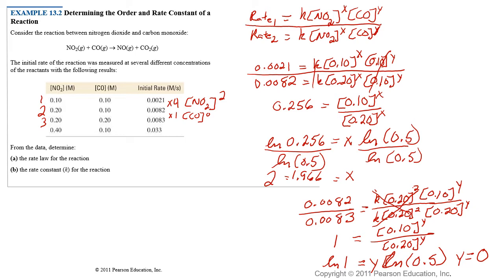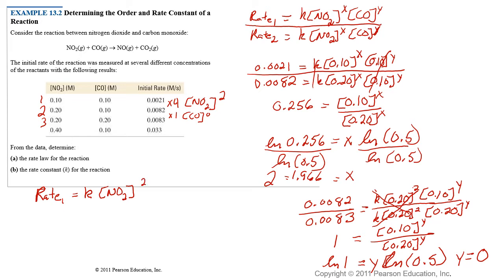Now we want to find the rate constant. In order to find the rate constant, we can choose any one of these experiments in order to plug the numbers in. So just out of ease, I'm going to pick the first one. So the rate of experiment 1. And I'm going to simplify because the carbon monoxide is zero order. It is not included in our rate law. So we're just looking at the NO2.